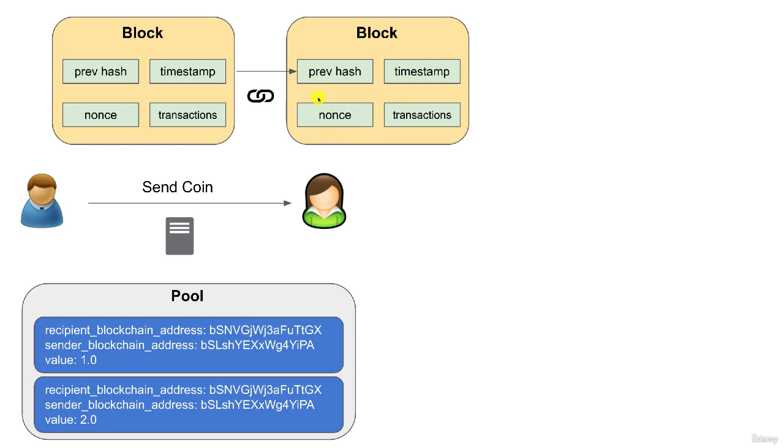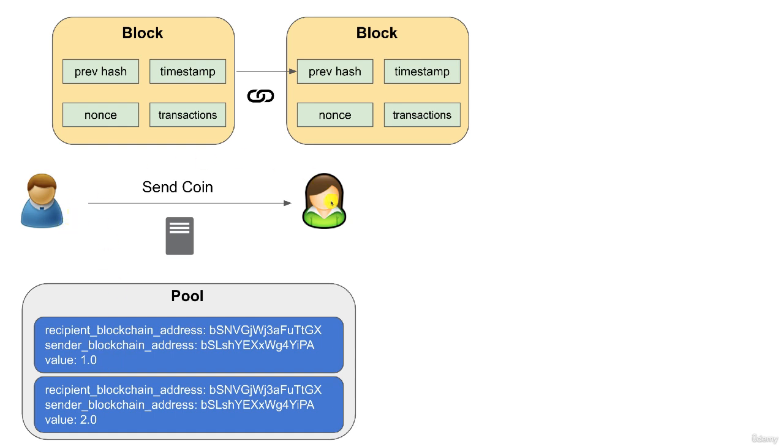The same goes for nonce, but put in simple terms, think of nonce as the answer that's calculated based on a rule. Then we have transactions. For example, let's say we have person A and person B. Person A wants to send Bitcoins to person B. For this scenario, we have the recipient address and sender address. And then for our value 1.0, and let's say this is in Bitcoin.